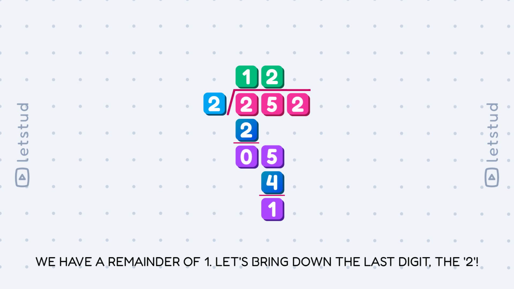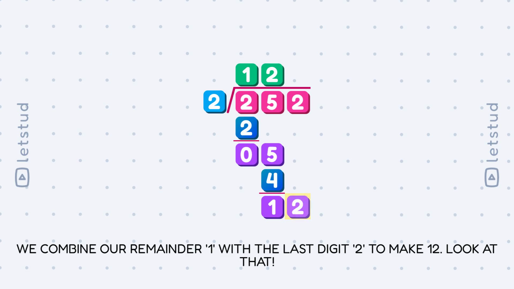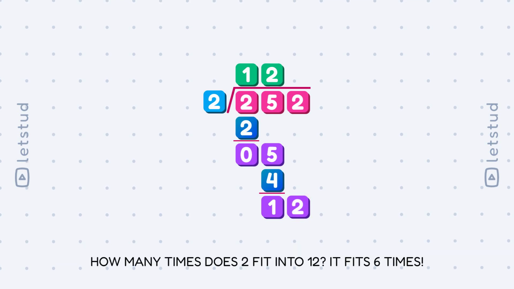Let's bring down the last digit, the 2. Last step, we've got 12 to work with. This is where the magic happens. We combine our remainder 1 with the last digit 2 to make 12. Look at that. How many times does 2 fit into 12?